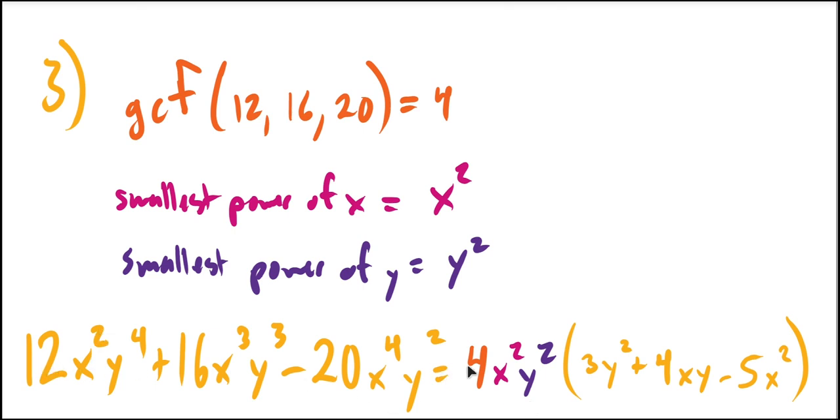So 12 divided by 4 is 3. X squared divided by x squared goes to 1. And y to the fourth divided by y squared gets y squared. Plus 16 divided by 4 is 4. X cubed divided by x squared is x. And y cubed divided by y squared is y. Minus 4 goes into 2 five times. X to the fourth divided by x squared is x squared. 4 minus 2 is 2. And y squared divided by y squared is 1. Something divided by itself is 1, so it disappears here. And this is our final answer.